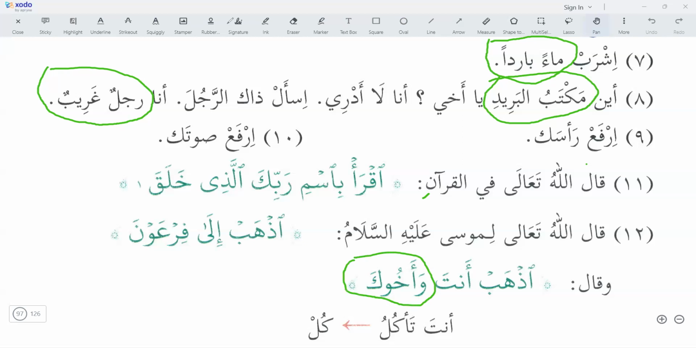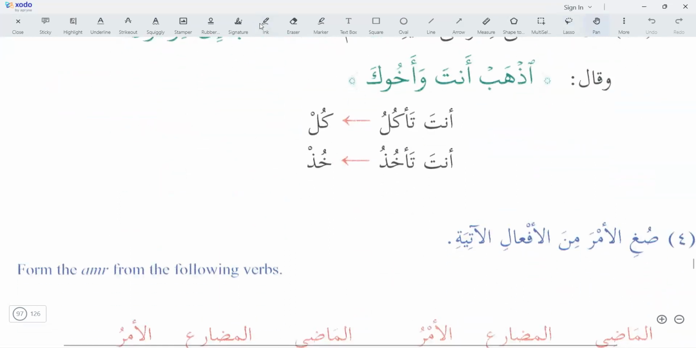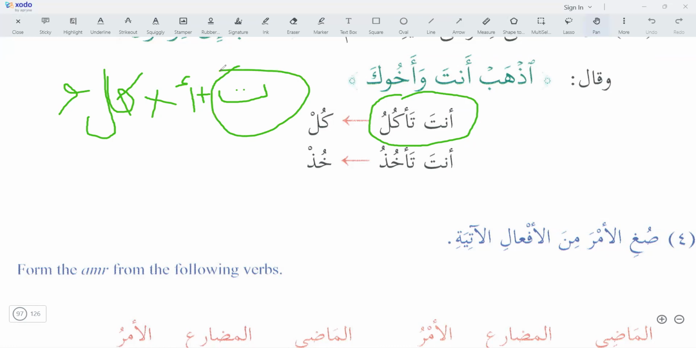Anta ta'kulu. Kul. You eat, eat. Anta ta'kulu means you eat. This is a nominal sentence. Akala, hamza plus. So what do we do? Takulu: we delete this harful mudare. After this, it remains akulu, and this has the skun. It is a weak letter, harfe ataf, so we delete the harfe ataf.